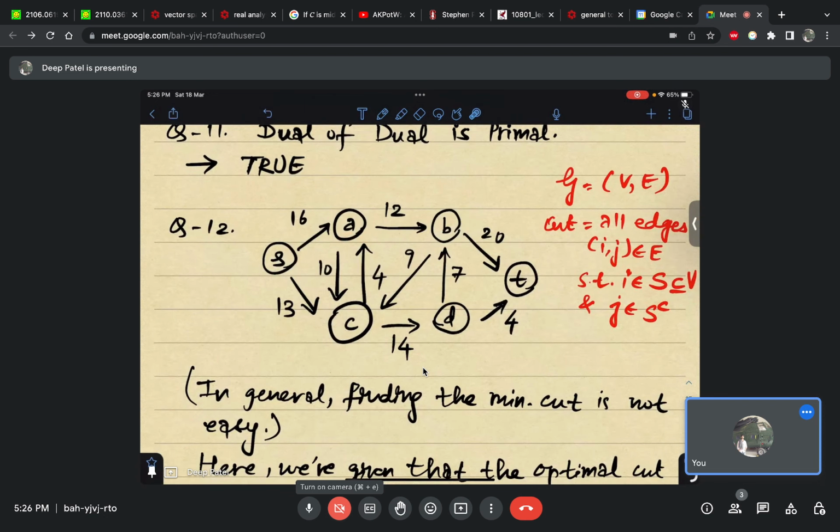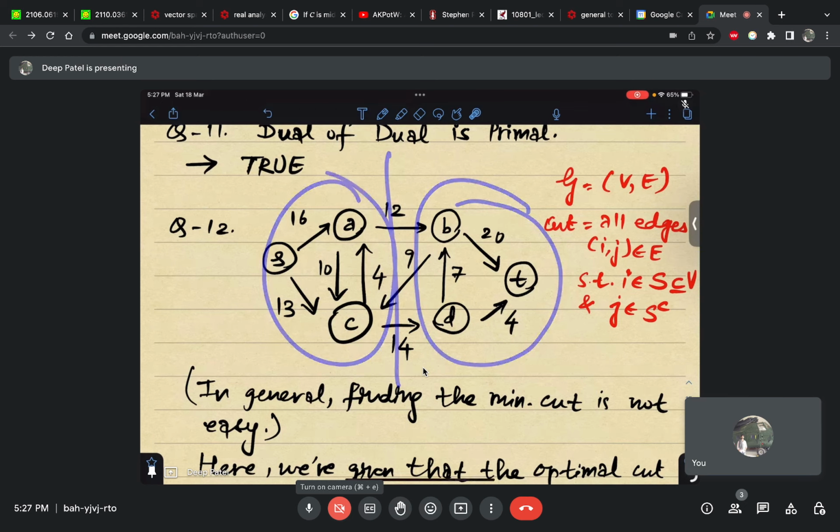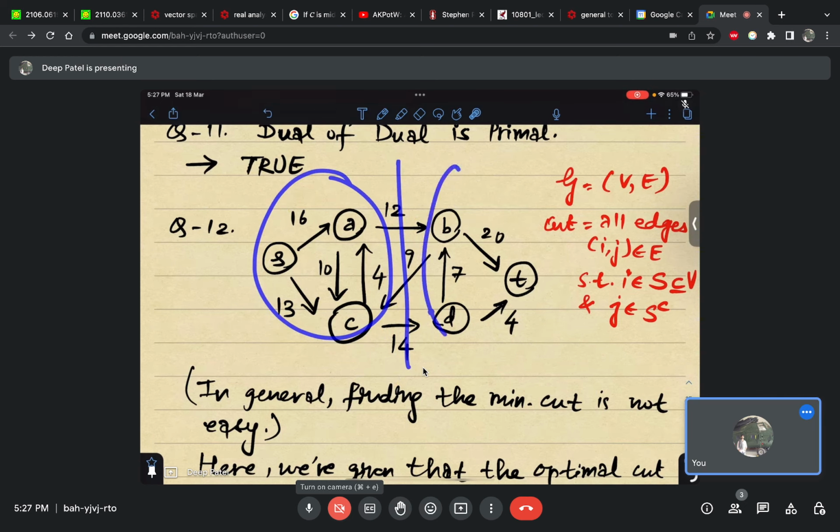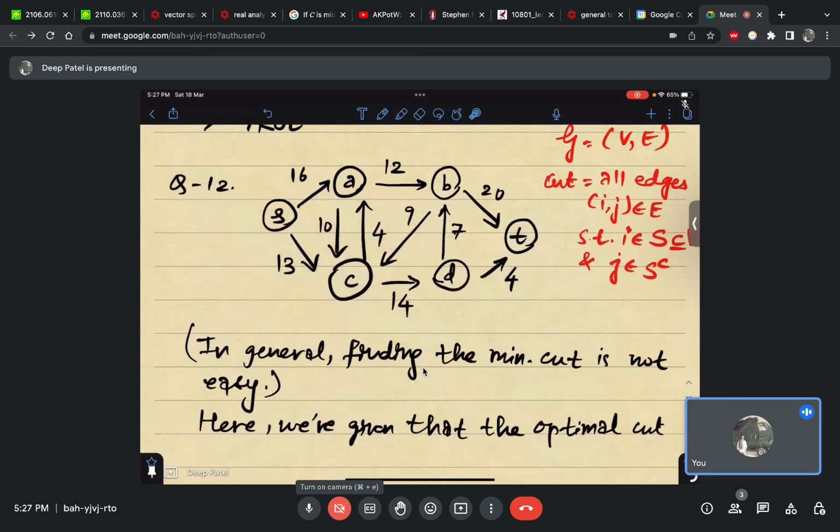For example, if I put a cut here, the point of a cut is to split the vertex set into two disjoint parts. So if I put a cut here, that means I am calling this set S A C as one set, and I'm calling this set B D T as another set. I'm just separating these two subsets of the vertex set.